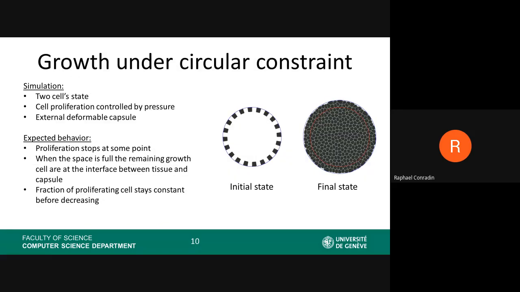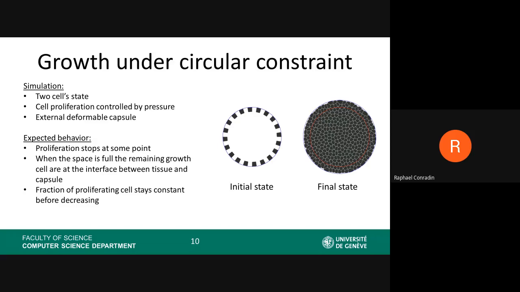The other test case that I will present is growth under circular constraint. In this case, we don't have chemical signaling, but we have the two states of the cells. The cell proliferation is controlled by the pressure, and we have an external deformable capsule that the cells can push at some point in order to grow, but it exerts a force on the cells.